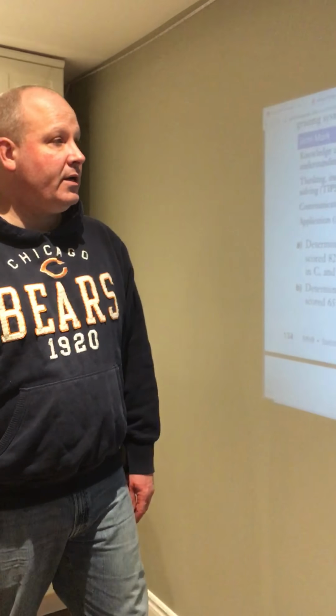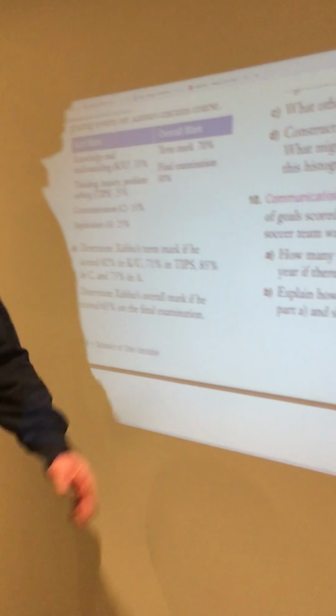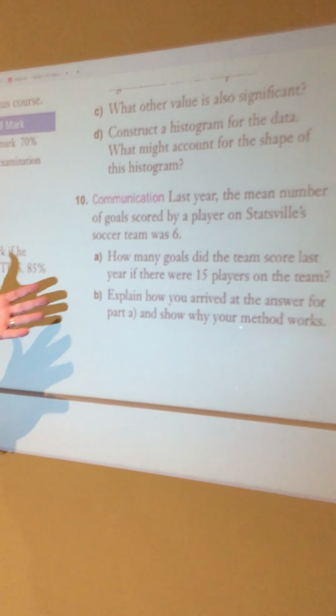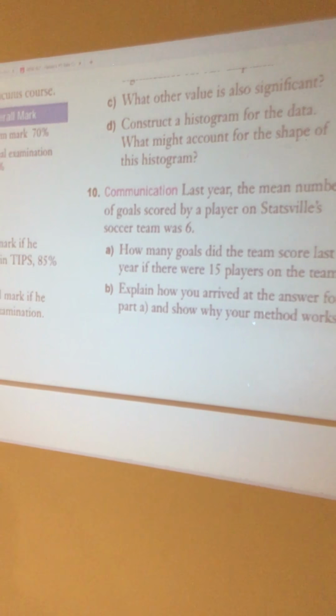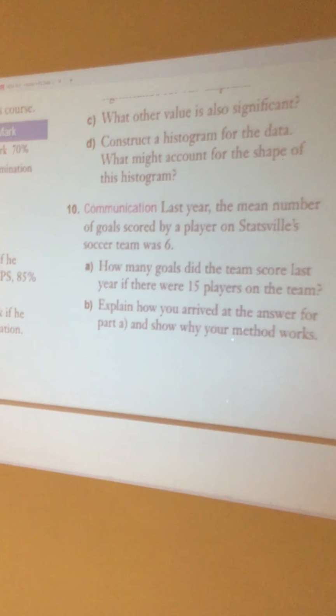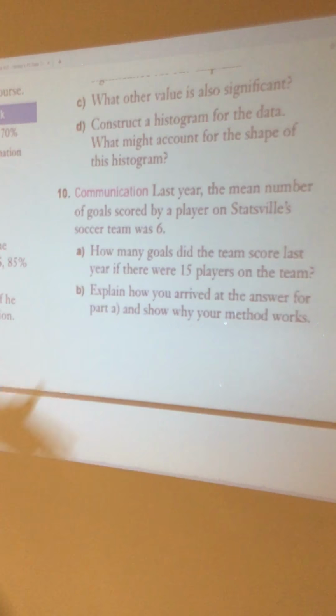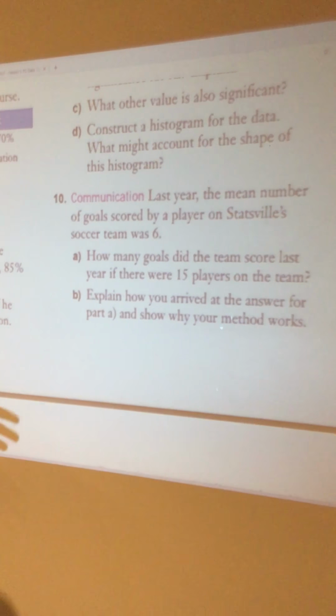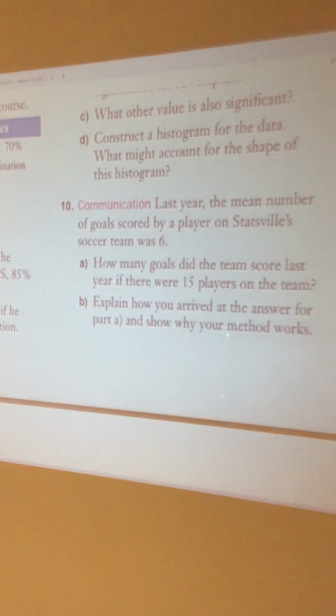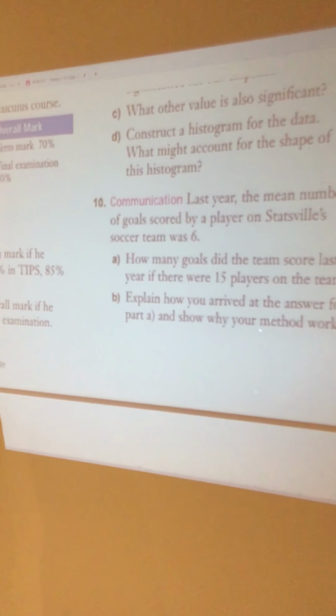Okay, so a student asked, this is section 2.5, measures of central tendency. They asked for page 134, question number 10. The question is: last year the mean number of goals scored by a player on Statsville's soccer team was 6. Then A and B. A: how many goals did the team score last year if there were 15 players on the team?